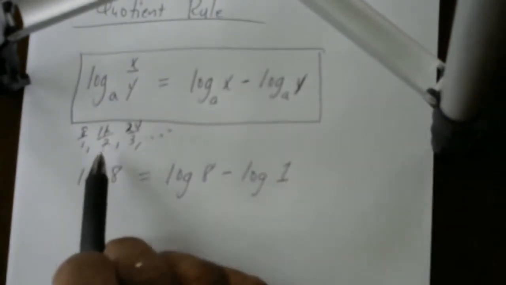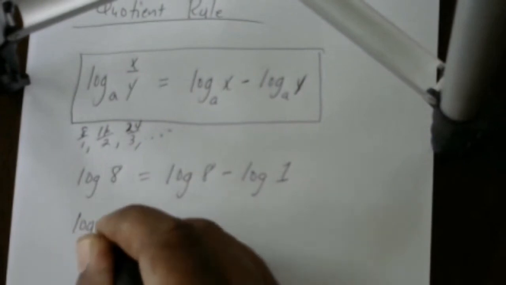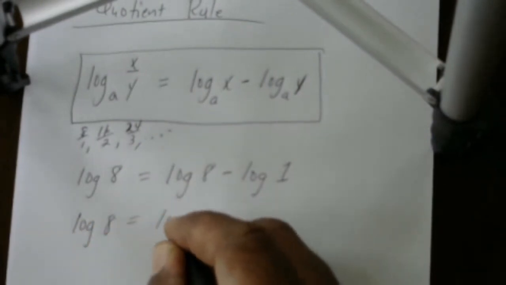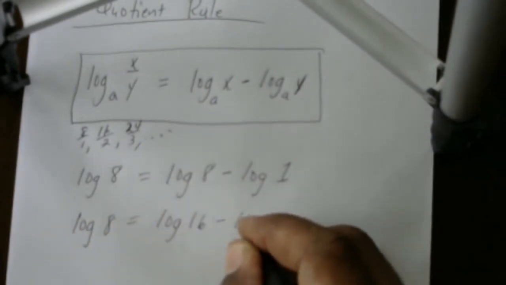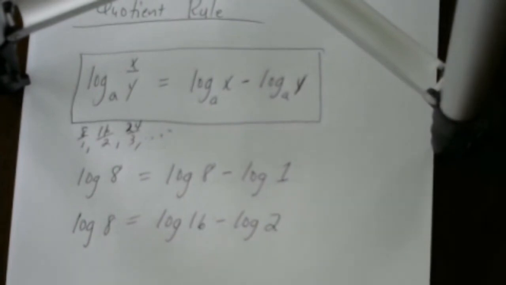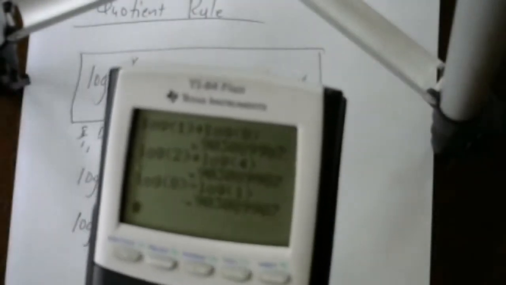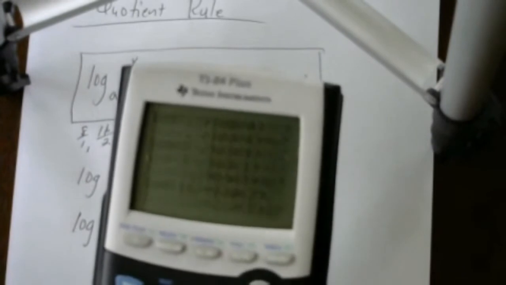I'm going to use the second setup. I could rewrite the log of 8 as the log of 16 minus the log of 2. So I'm going to put that into the calculator. I'm going to put in the log of 16 minus the log of 2. And I get that same value, 0.903.